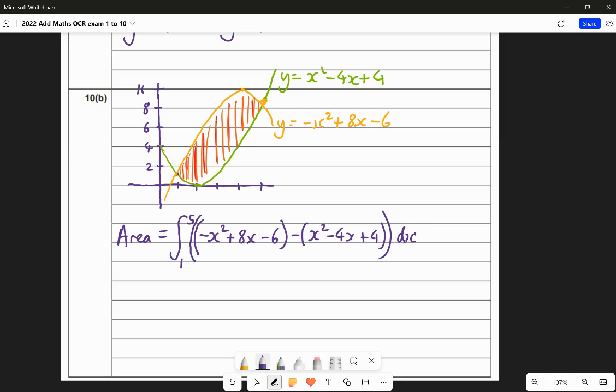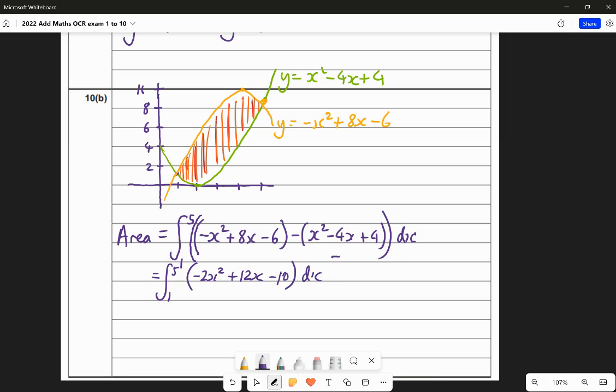It makes it a lot easier rather than having to integrate lots of different algebraic terms. So if I simplify it, I get the integral between 1 and 5 of, so negative x squared, take away another x squared is negative 2x squared. 8x subtract negative 4x is positive 12x. Negative 6, take away 4 is negative 10. So now I get to do my integration.